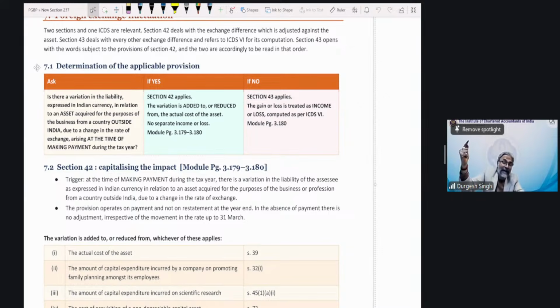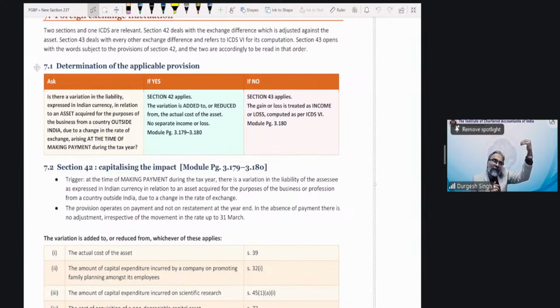Against the asset, I have taken a foreign currency loan, and that foreign currency loan is yet to be paid. Now, what happens, students, in this particular case? The exchange rate fluctuation of that outstanding loan begins. So what happens now? Pay attention, students. Supposing the loan remains outstanding. I didn't make the payment.